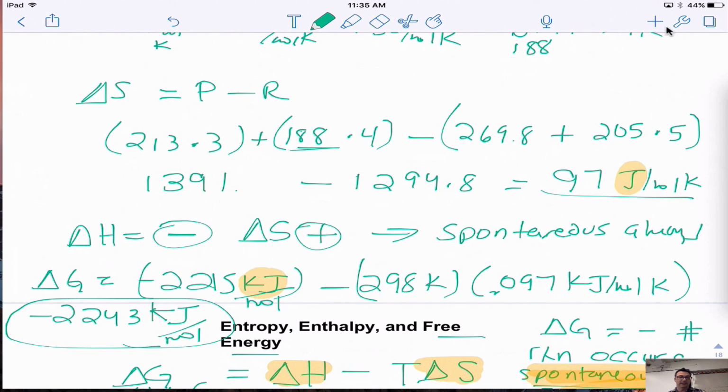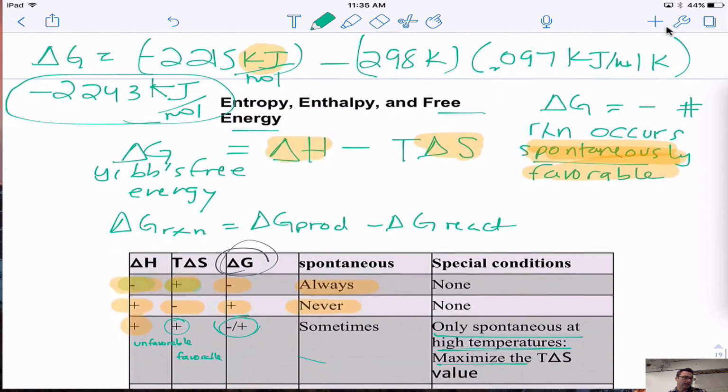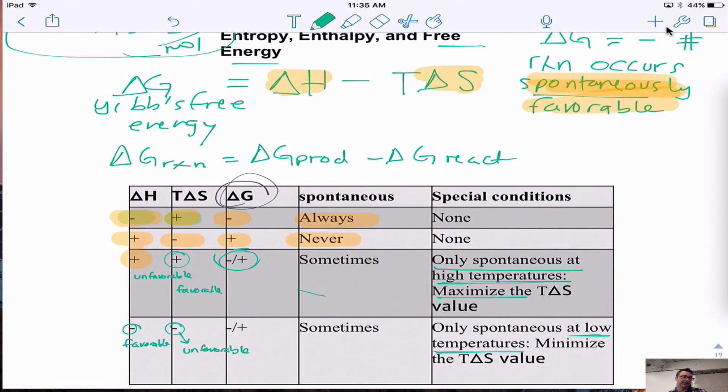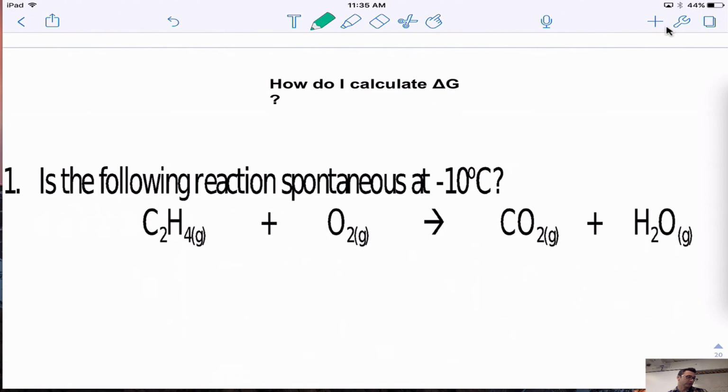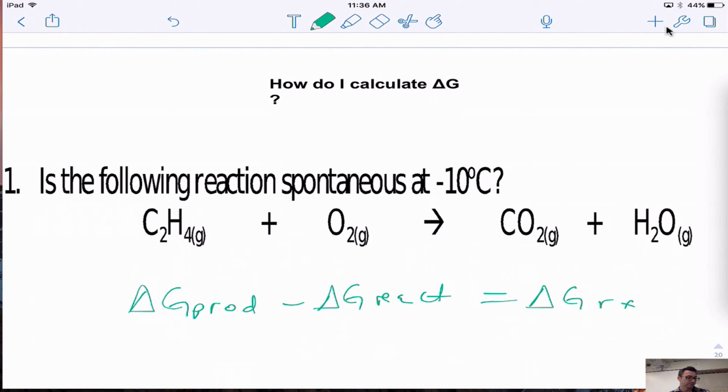Now again, I could do a delta G problem in which I had to find delta H and find delta S. But I could also look on table C, the one that's from the textbook. And so I can do that by doing delta G products minus delta G reactants. And so that will give us our delta G for our reaction.